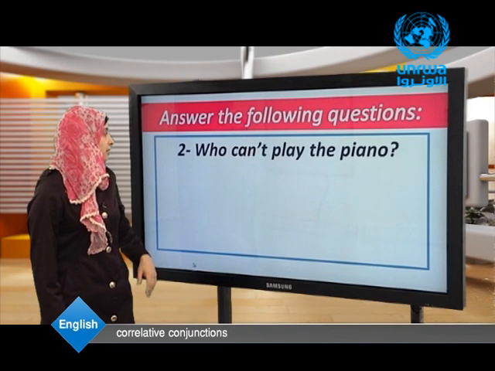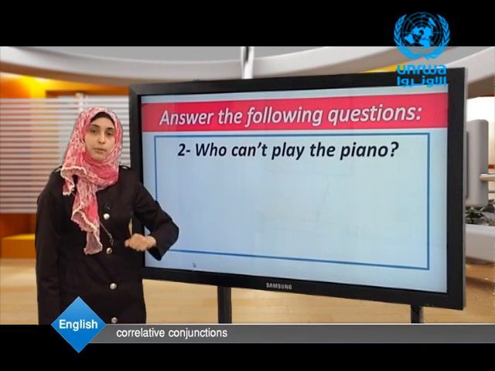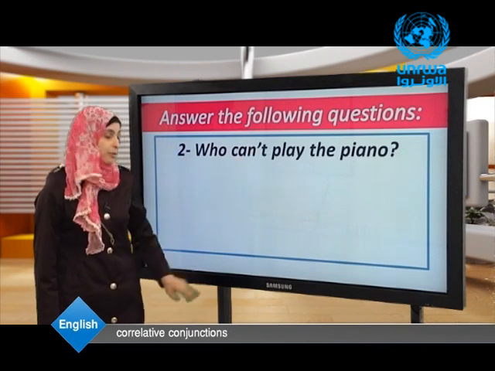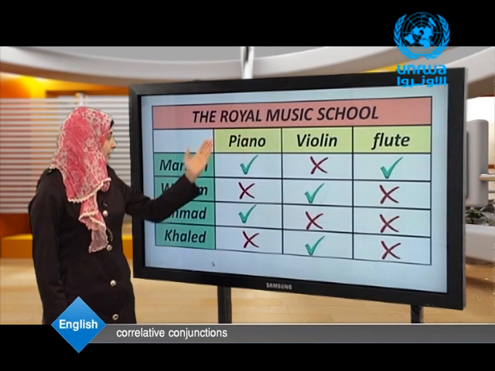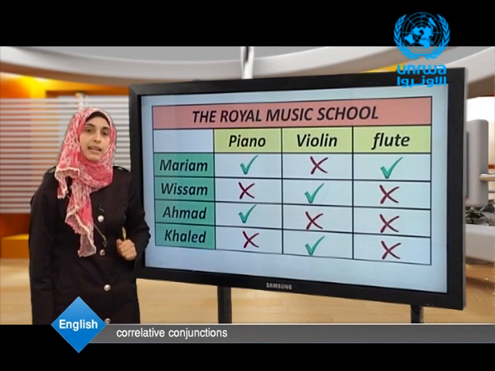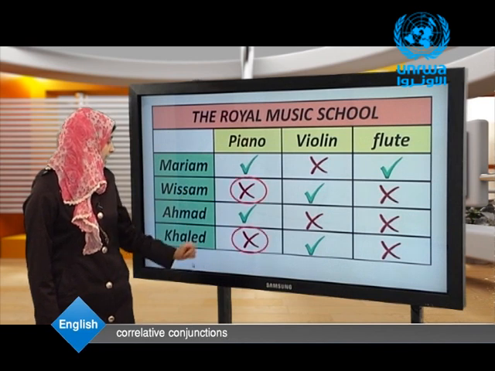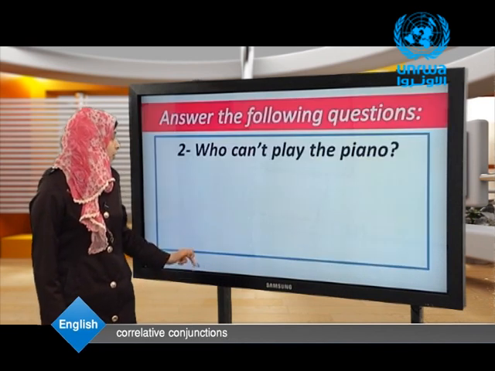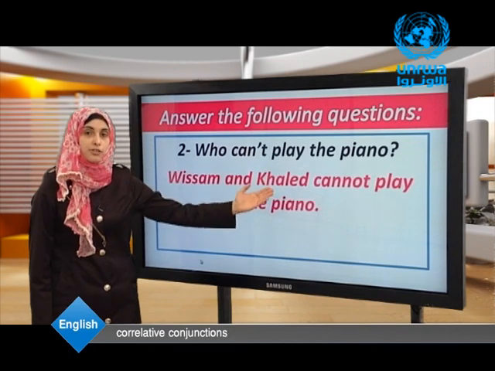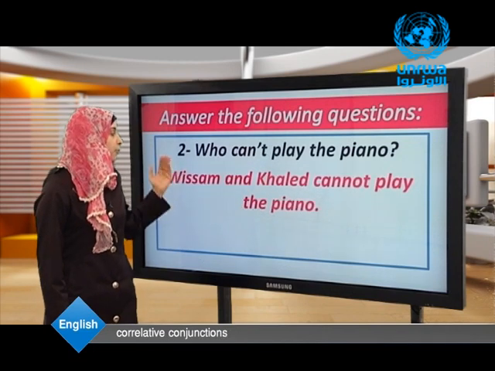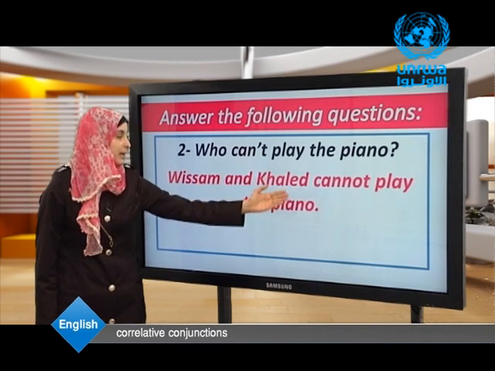The second question, who can't play the piano? Let's see the table together. Look at piano. Who can't play it? Look here. We have Wissam and we have Khalid. So, Wissam and Khalid cannot play the piano.